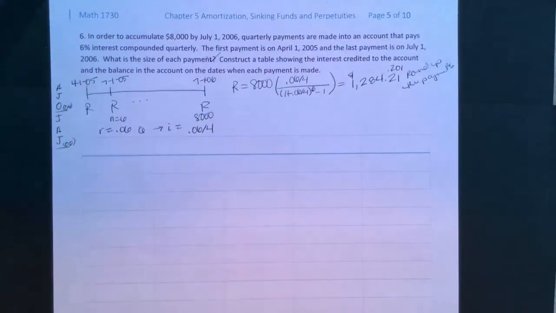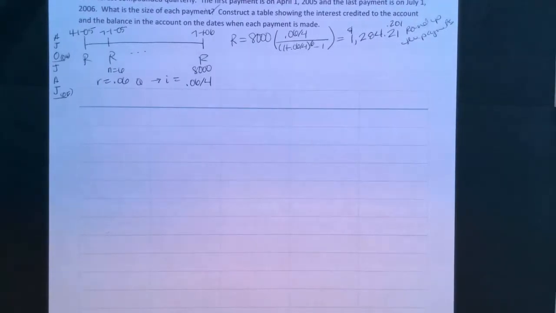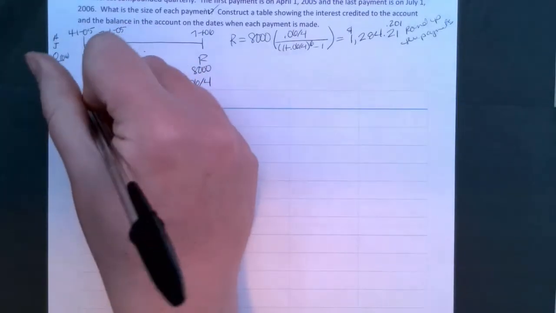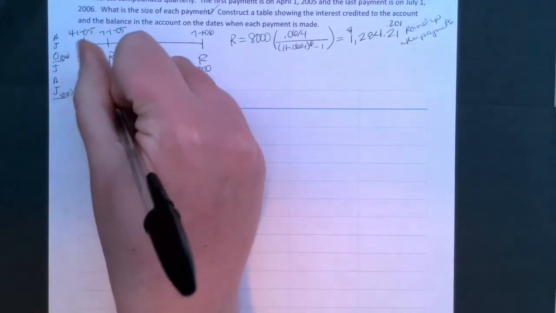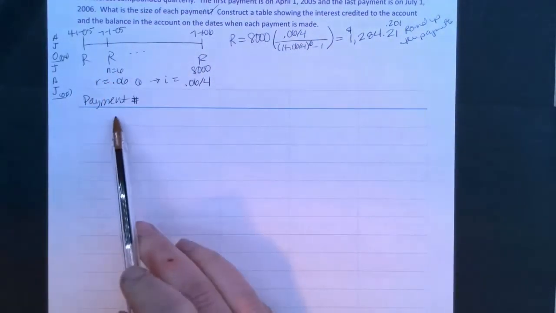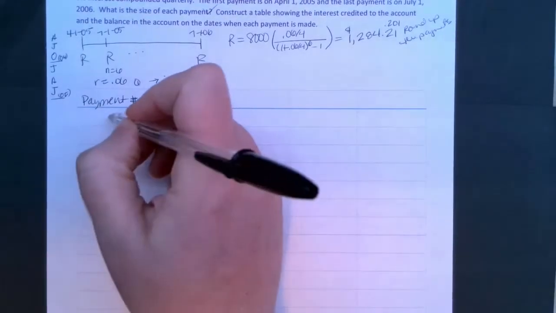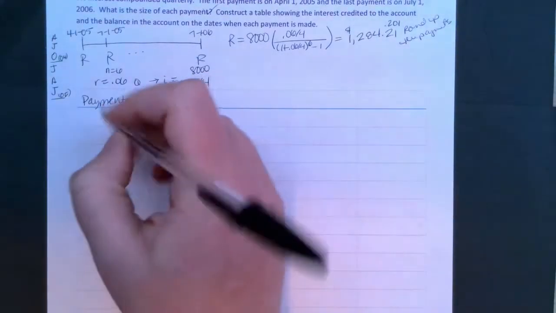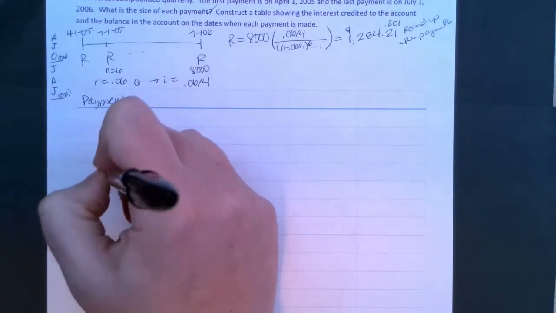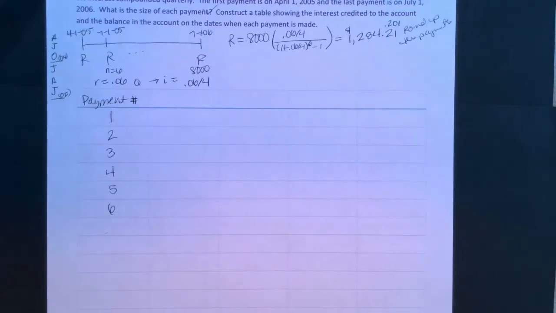Now we need to construct the table. So now our table, when we do a sinking fund table, we don't have 5 columns, we only have 4 columns. So our first column is going to be the payment number, just like before. And this time when we do the payment number, we don't need to have a 0 payment because we haven't deposited any money. So first deposit would be payment 1. So we just need 6. Okay, so we have payment 1 through 6.